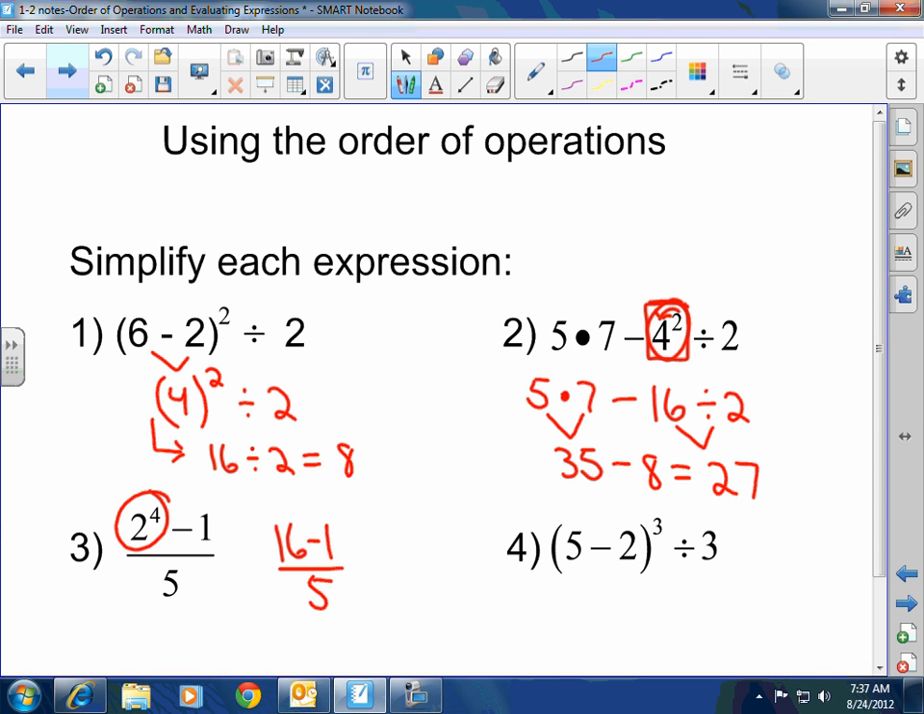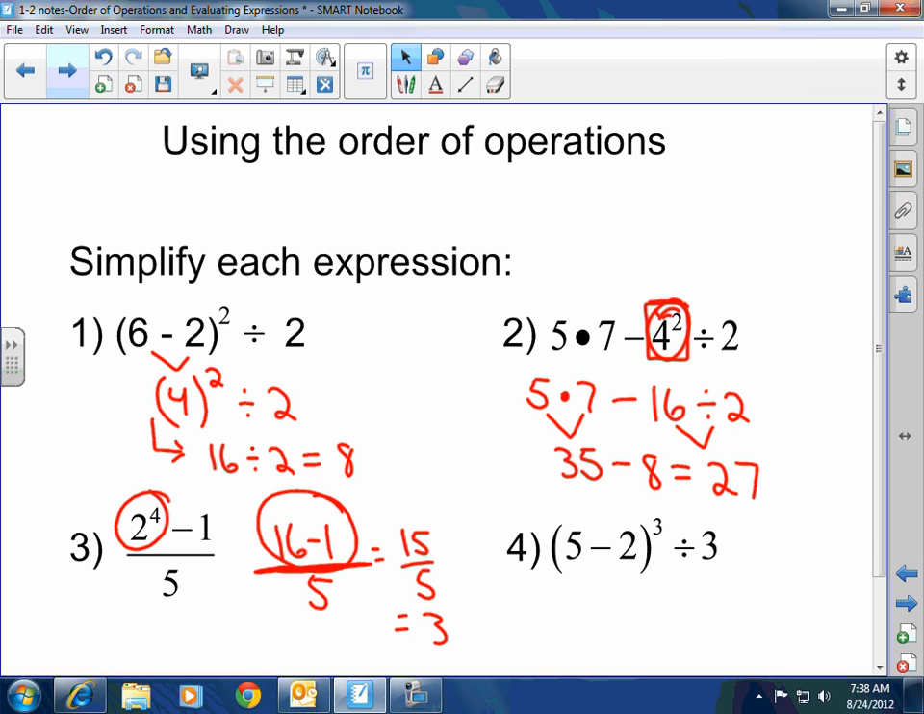Even though it's not technically part of the order of operations, whenever you have an operation on the numerator, that kind of acts like a parenthesis. So you have to first calculate the numerator before you divide. So 16 minus 1 is going to be 15 divided by 5, which will equal 3. Please pay attention to that example.